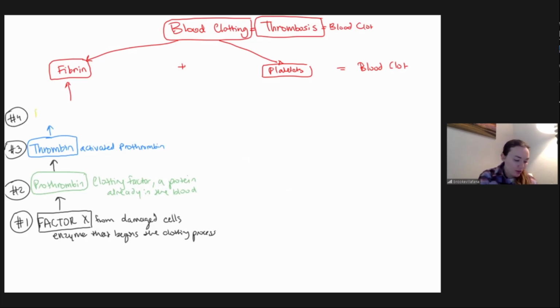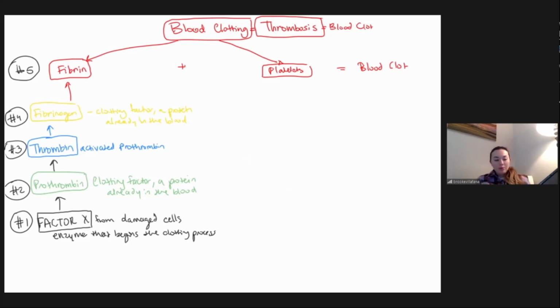Okay, and fibrinogen was another one of those clotting factors. It's one of the proteins already in the blood, just like the prothrombin. All right, so once the thrombin and fibrinogen combine, we're going to get fibrin. Fibrin will combine with the thrombocytes or platelets that are already in the blood, and together they will form a blood clot.